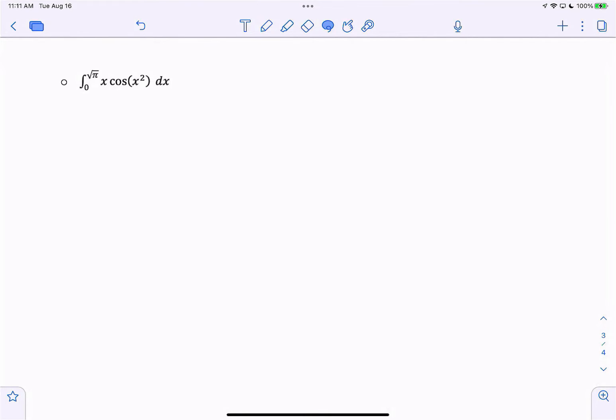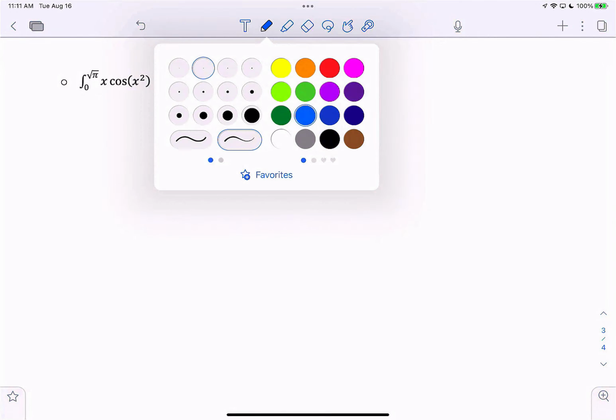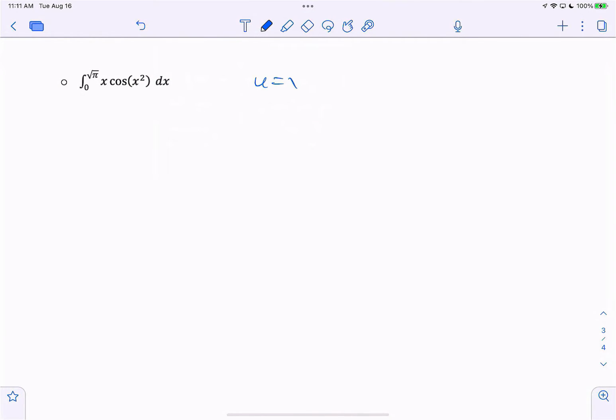We're now going to see how substitution works with definite integrals. We have the integral from 0 to the square root of pi of x times the cosine of x squared dx. As before, we have our substitution, u is equal to x squared. And so du is equal to 2x dx.